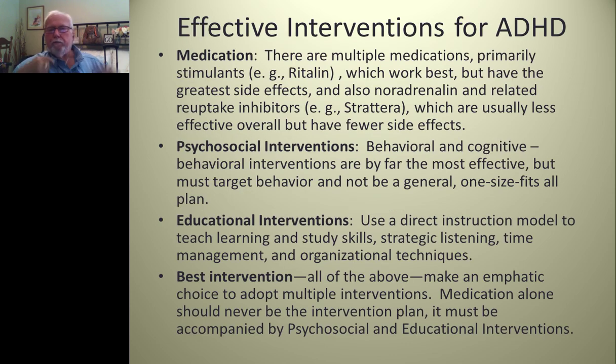Well, what are effective interventions for ADHD? Now that we know how to get the diagnosis right and apply our profiles from the BASC-3. Effective interventions for ADHD include medication. There are multiple medications, primarily stimulants, that work best. Psychosocial interventions also are effective. Behavioral and cognitive behavioral interventions are by far the most effective, but have to target specific behaviors.